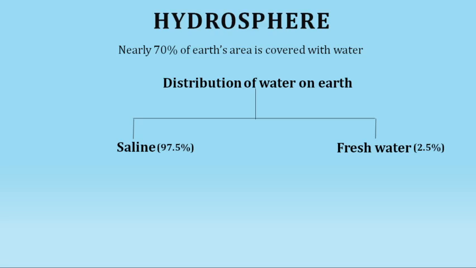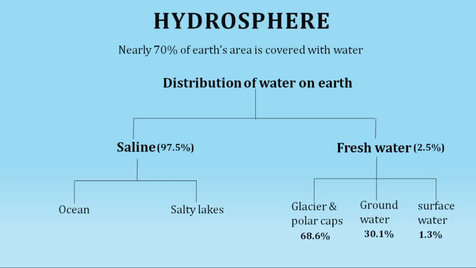So we have water as saline water, which consists of a very high concentration of salts, and we have fresh water, that is only 2.5%. So saline water can be seen in oceans, and there are certain salty lakes also where you may find saline water, but most of the saline water is present in the oceans. So if we further look at the fresh water, the fresh water is in three forms.